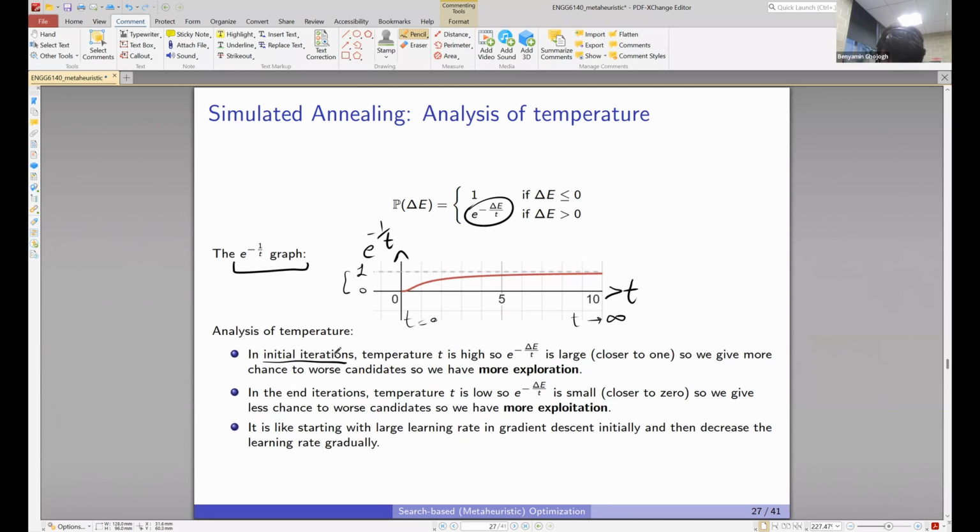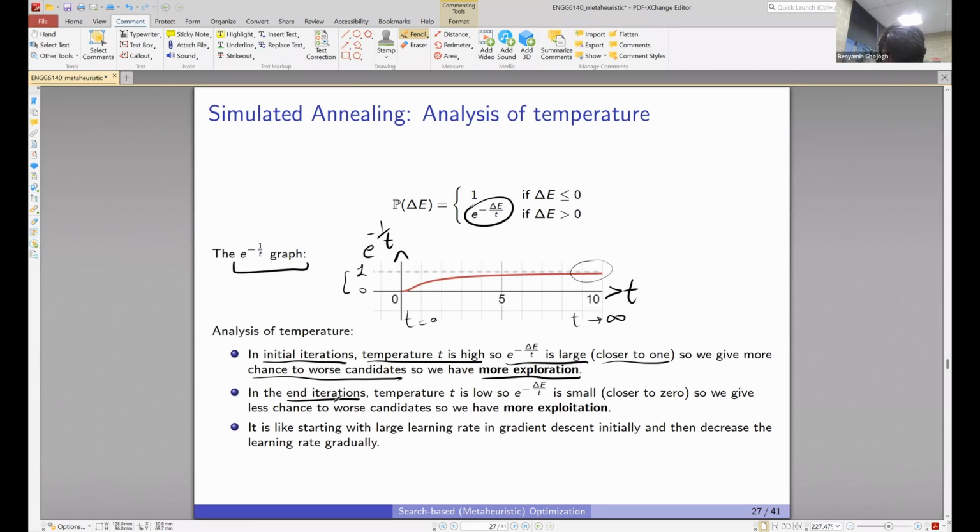So in initial iterations, temperature T is high, which means we are around here, right? Do you remember in simulated annealing, we start with high temperature. So E to the minus 1 over T is large, close to 1. We are here, so we give more chance to worse candidates because this is higher. It means that we accept the worse candidates with higher probability. So in the initial iterations, we have more exploration. We give more chance for acceptance of worse candidates.